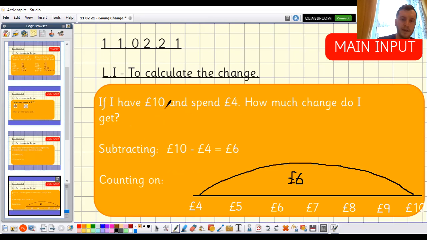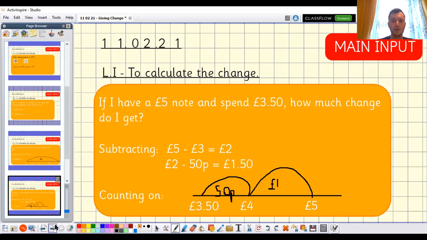So if I have £10 and I spend £4, how much change do I get? We can do this by subtracting. I can do £10 take away £4 is equal to £6. That's the subtracting strategy and works really well when there aren't any extra pounds and pence to calculate. So for this example, it works particularly well. But we can still use our counting on strategy. I can count on from £4 up to £10. I've done one big jump of £6, but you could do 1, 2, 3, 4, 5, 6 smaller jumps if you'd prefer.